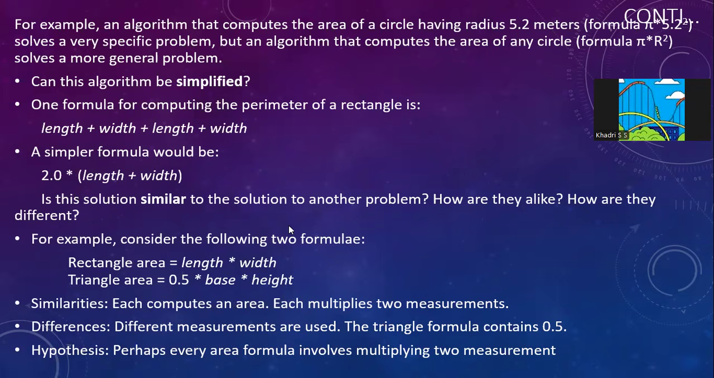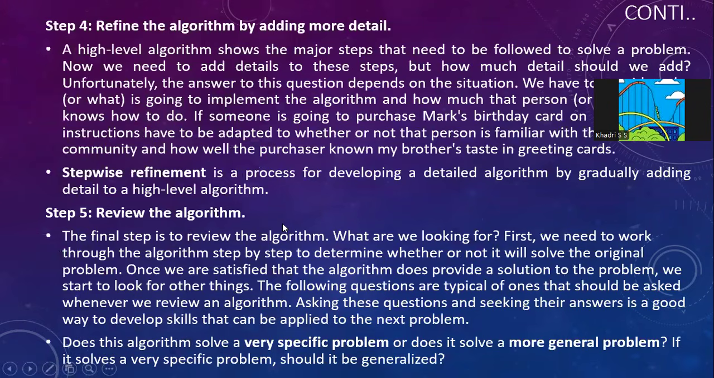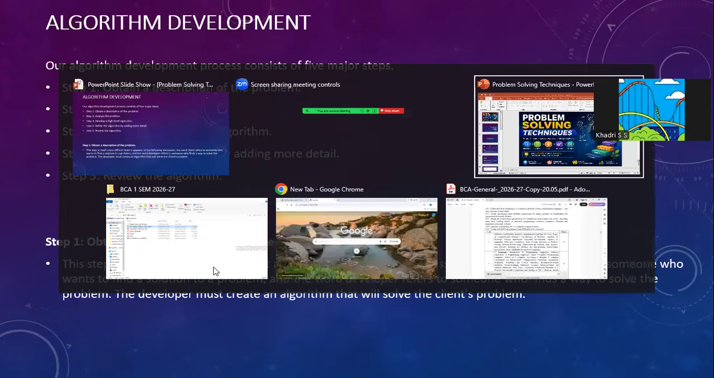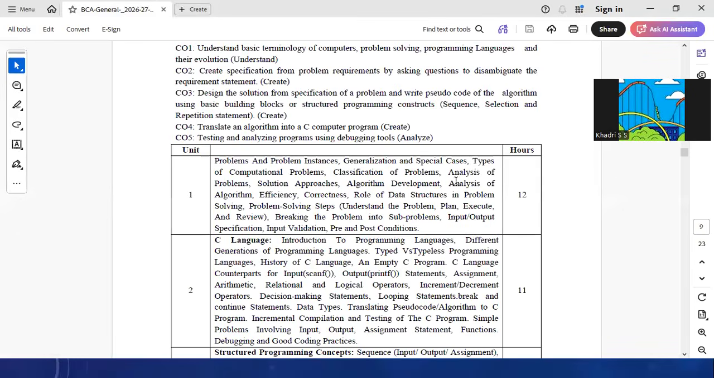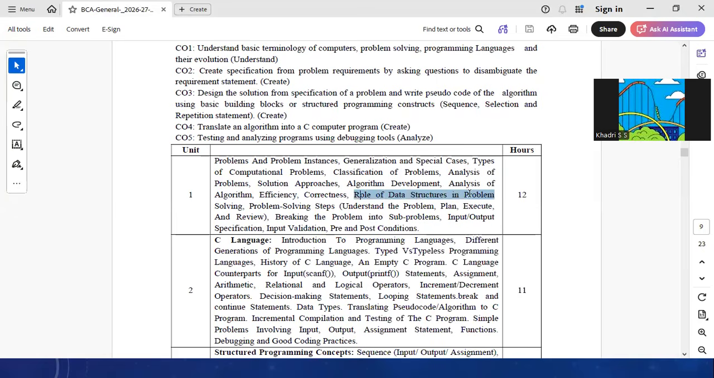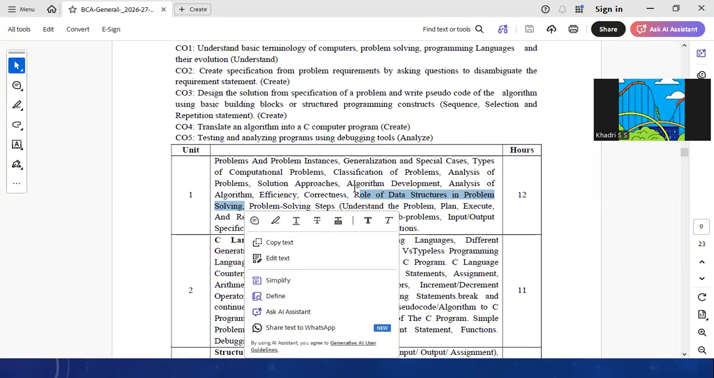So this is all about algorithm development. In the next class, we will see the analysis of algorithms, efficiency, correctness, and the role of data structures in Python in problem solving. These topics will be covered in lecture 3. So we will see you in lecture 3.